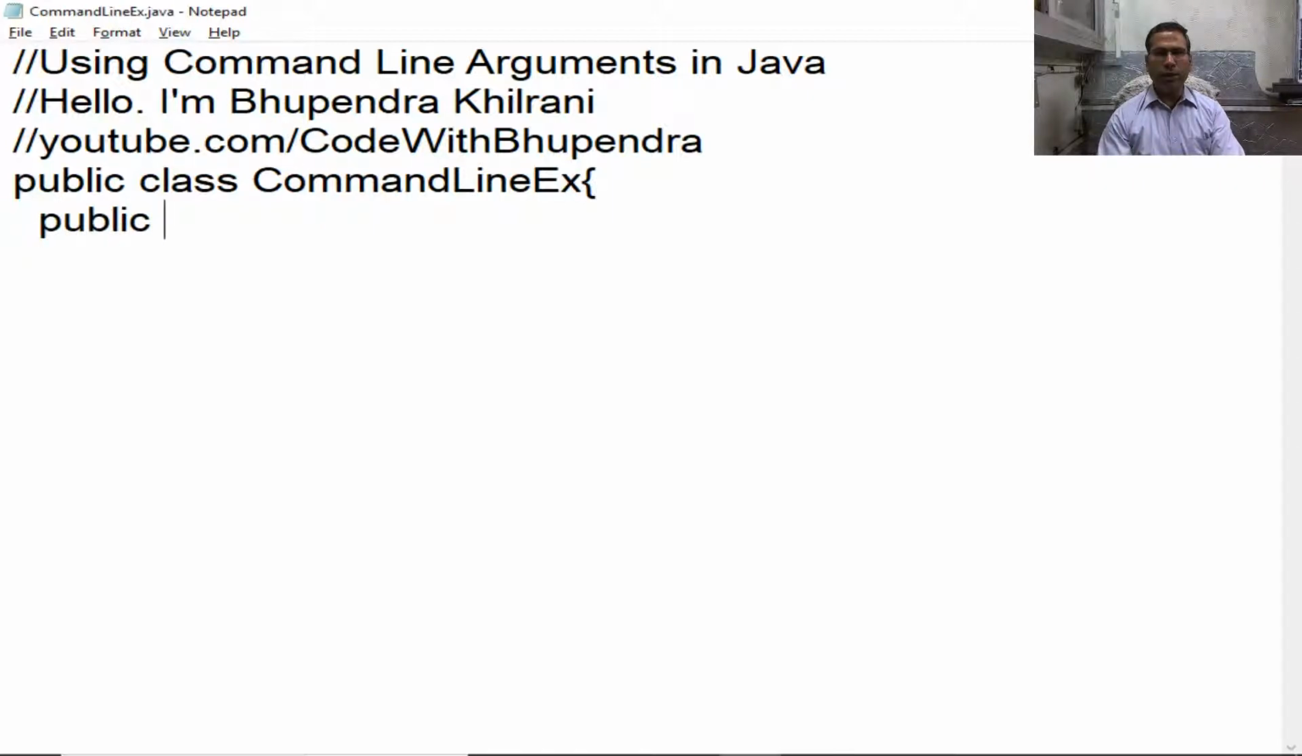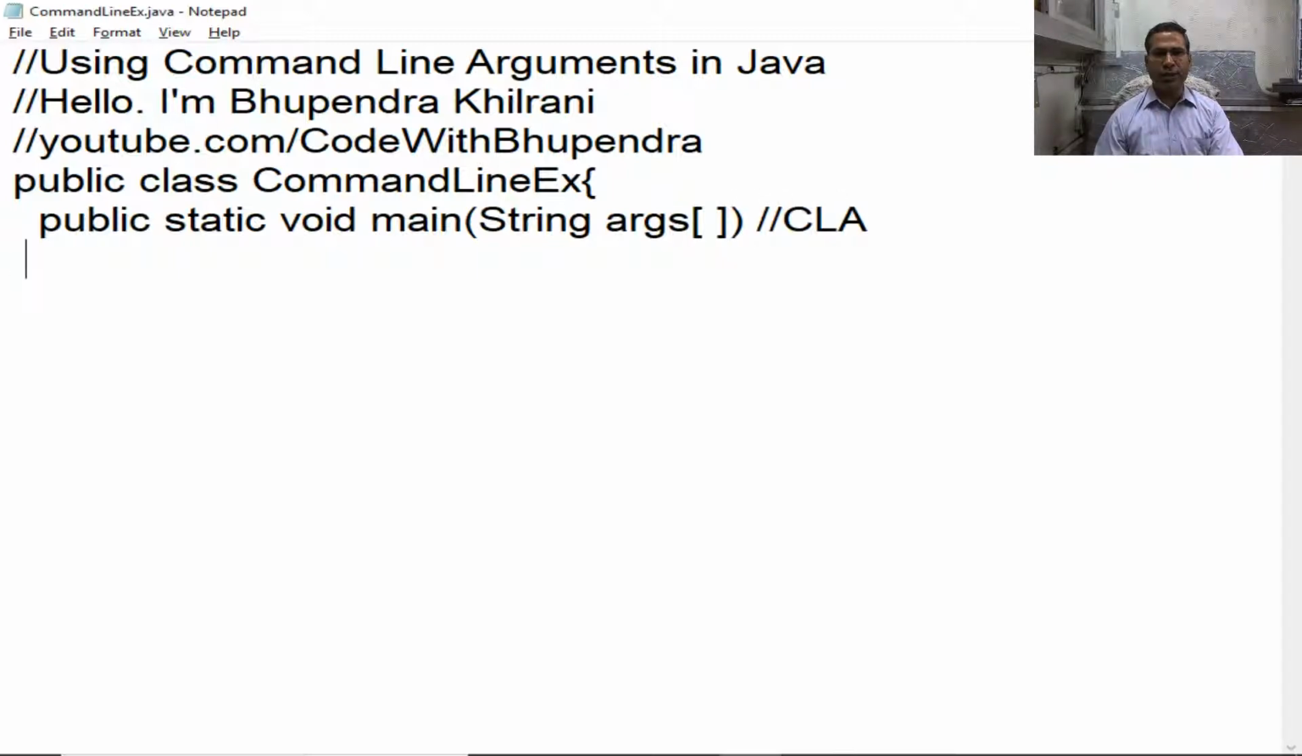Now I am creating the main function in which I am writing String args. Now this String args is known as command line arguments. How to use them is the topic of this program. So currently I am leaving some space here. Later we add some lines here.